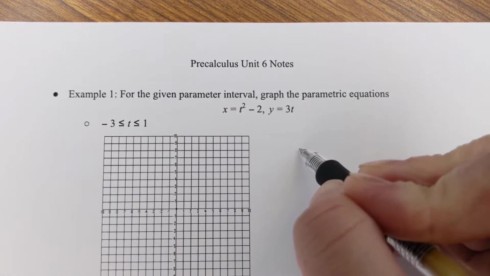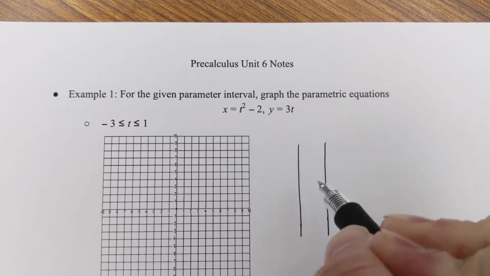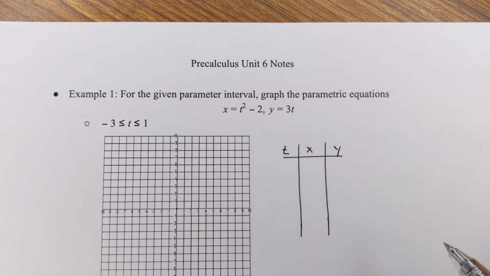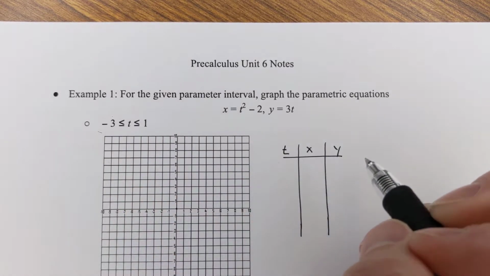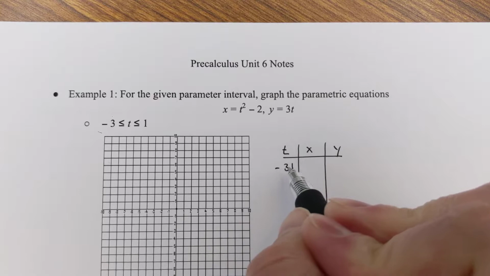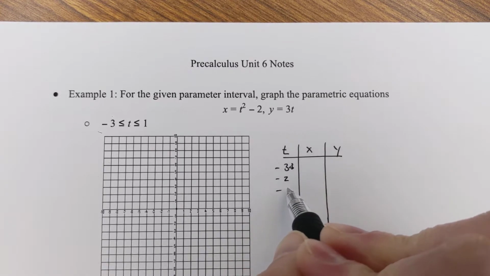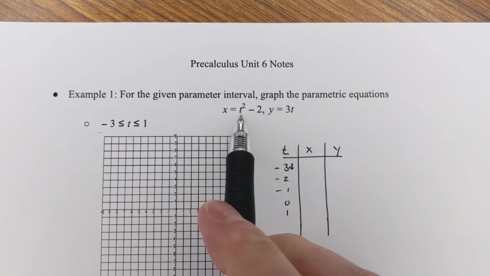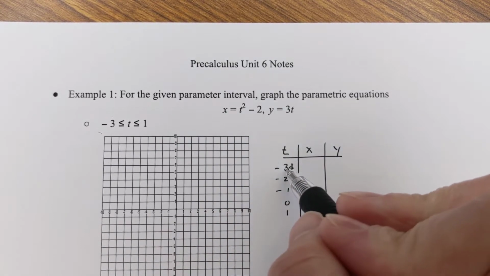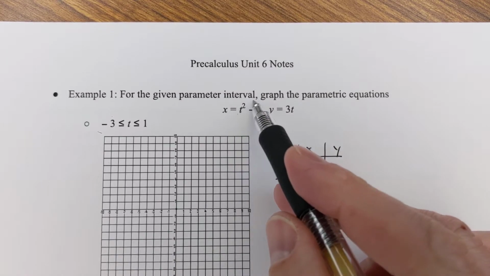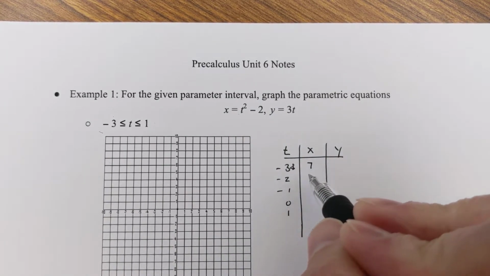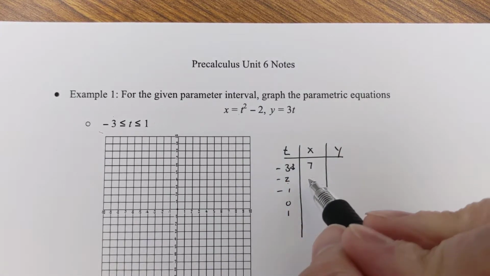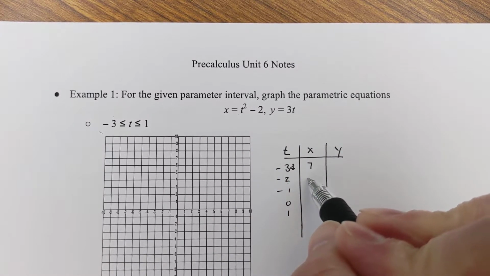So typically you do this with a modified t-table. You have a column for t, a column for x, a column for y. Our t values are running from -3 to 1, so -3, -2, -1, 0, 1. And that's going to plug into my equations. So x is t squared minus 2, so if t is -3, that's 9 minus 2, so 7. And you just work your way down. So if t is -2, that's 4 minus 2, so that is 2.